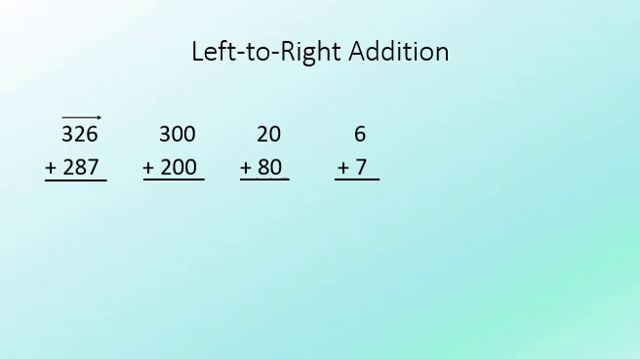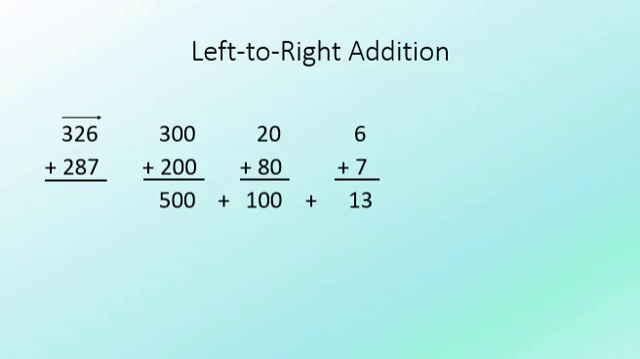To find our answer, one of the methods we can use is left-to-right addition. This method separates the 3-digit numbers by place value from left to right. As you can see, our first step is to add 300 plus 200 for the hundreds place. Then we'll add 20 plus 80 for the tens place, and finally 6 plus 7 for the ones place.